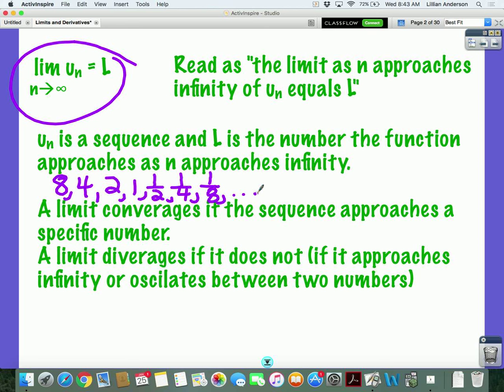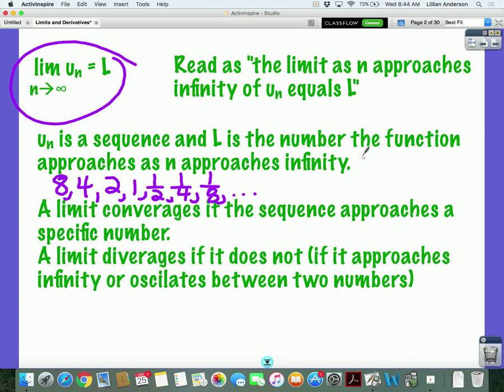Now n is representing the number of terms that are in the sequence. Because clearly the dot dot dot means what? What's dot dot dot mean? It keeps going. So then it'll be like 1/16, 1/32, so on and so forth. So as n continues, as n approaches infinity, this limit is approaching what number? It's approaching 0, because the further along we get in the sequence, the bigger the denominator gets, but the numerator is still staying 1.